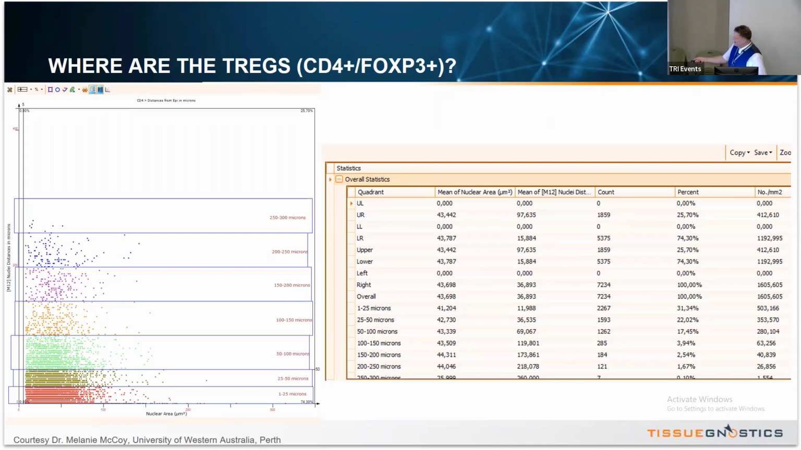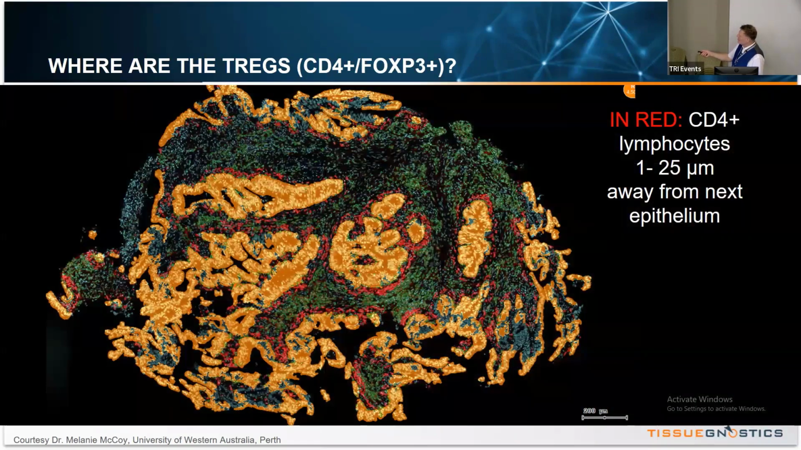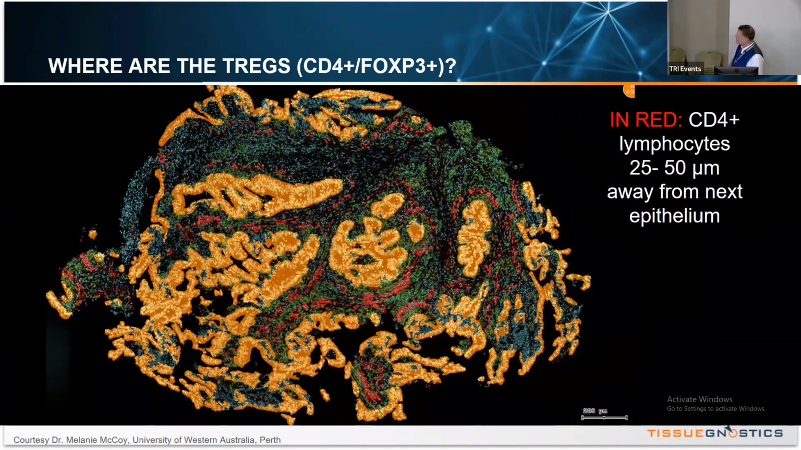Now we can make gates here, because this is a distance. So the further we go up, the further the cells are away: 1 to 25, 25 to 50, 50 to 100 micrometers, and so on. And using this reverse gating feature that I mentioned earlier, we can now see here in red all those CD4 positive T lymphocytes, which are just outside the tumor, but not further away than 25 micrometers. Or here, those which are 25 to 50, 50 to 100, and so on.